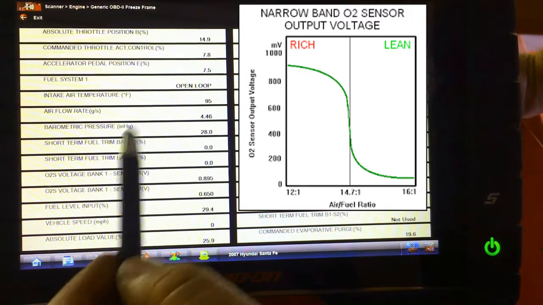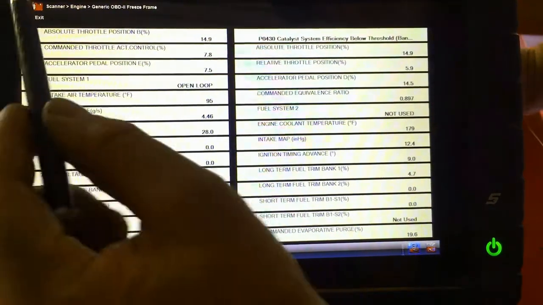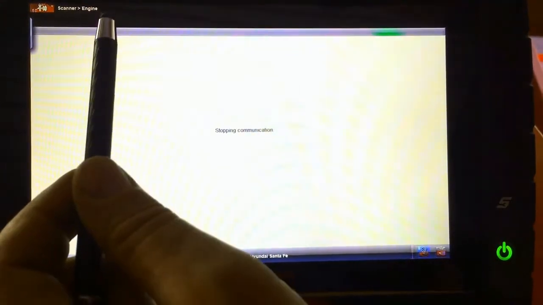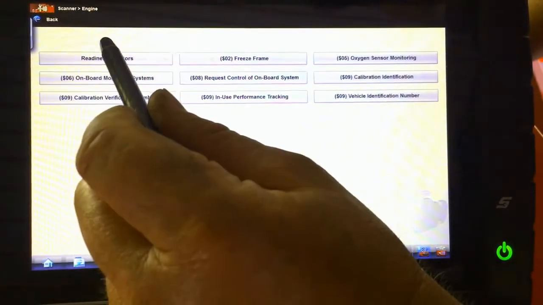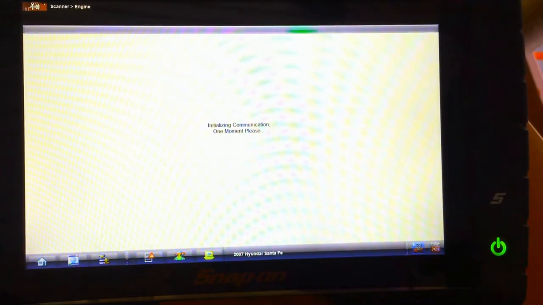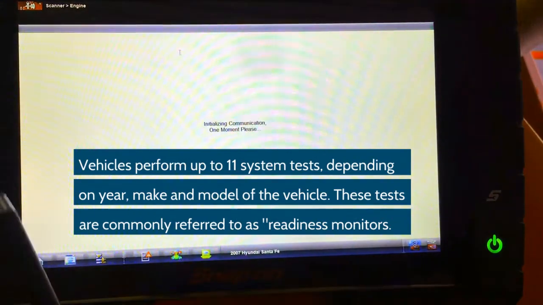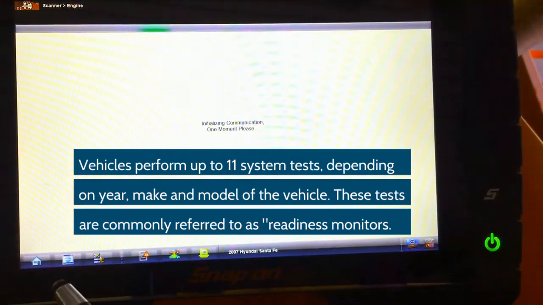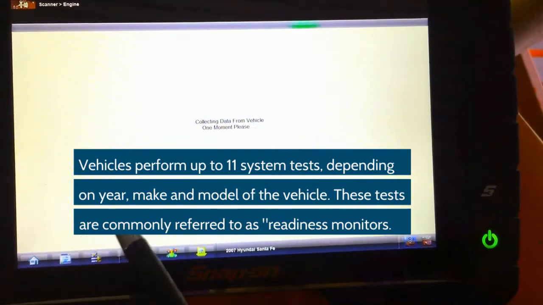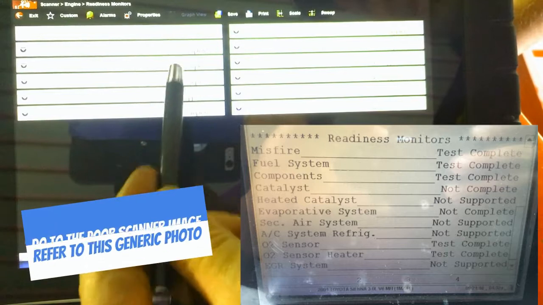So we're going to diagnose our O2 sensors, but before we do that, we're going to go back and we're going to do a readiness monitors. I want to see which one is failing. Okay, so there's an O2 monitor and there's also a catalytic converter monitor. The monitors are the self checks that the computer does every time you start your car. So just like a regular computer, a car computer goes through self checks and it should say test complete.